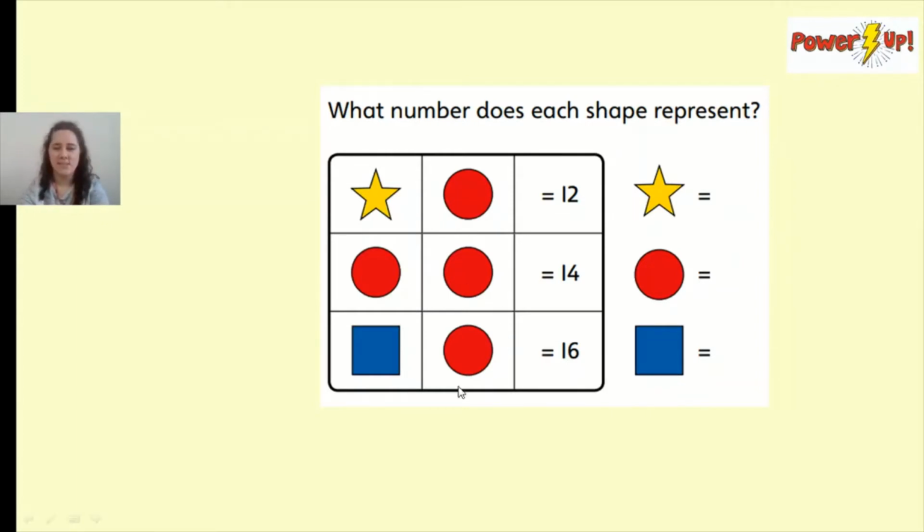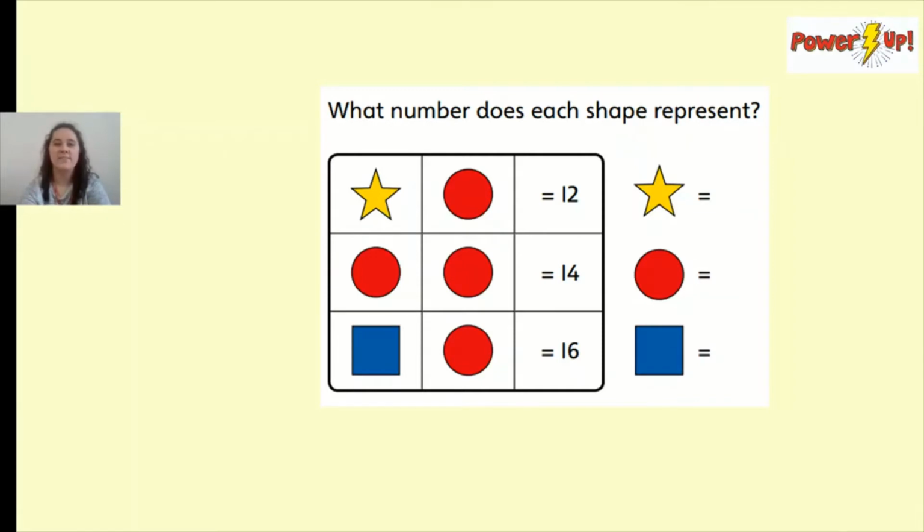Today's power-up is a challenge. We have a table and the table shows us some shapes. Each shape represents a number and we've got to figure out what numbers are represented by these shapes. The table tells us that a star and a circle when added together make 12. A circle and a circle when added together make 14, and a square and a circle when added together make 16. See if using the information in the table you can work out what number the shapes represent. Pause the video now and have a go at this.